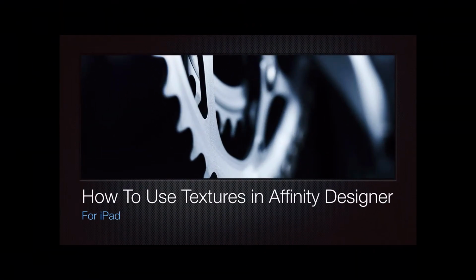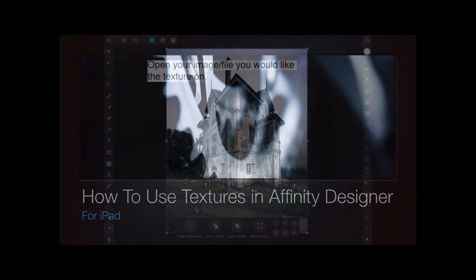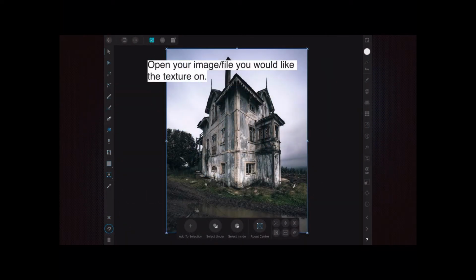Now this video in the series for iPad, the beginners series, is how to use textures in Affinity Designer. And textures, you may recall, are simply things like PNG or JPEG files of textures: brick walls, stones, sand, grunge effects, things like that that you can place on your image or photo to change its outlook. So let's open your image file, or the file you would like the texture on, and I've selected an old building there.